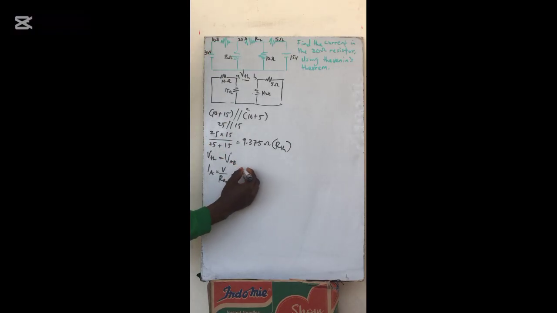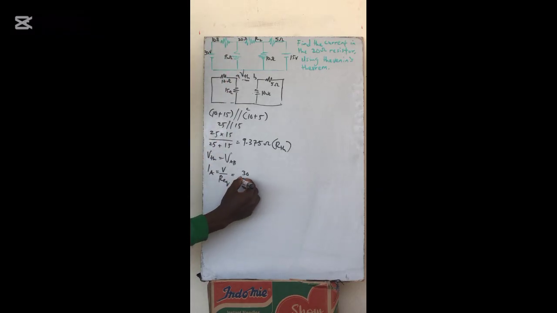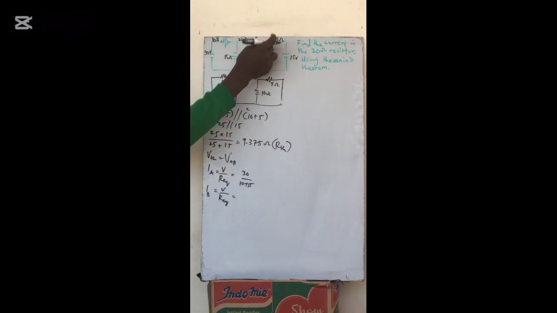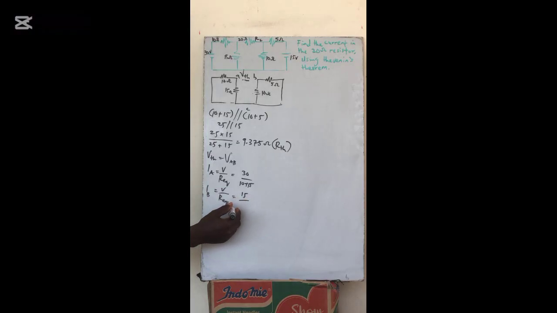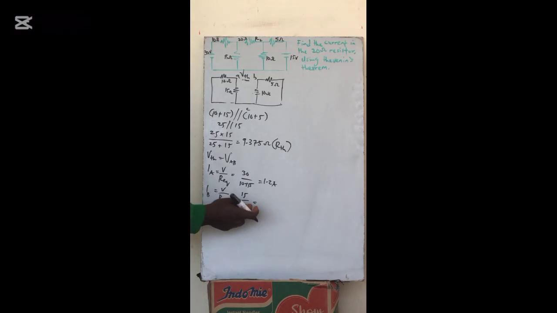So on this first side, we're going to have 30 over, what's the resistance here? They are in series, so it's going to be 10 plus 15. And IB on the second side, we are going to have V over R equivalent, that's 15 over 10 plus 5. This will give us IA is 1.2 amperes. So this is 15 over 15, this will be 1 ampere.